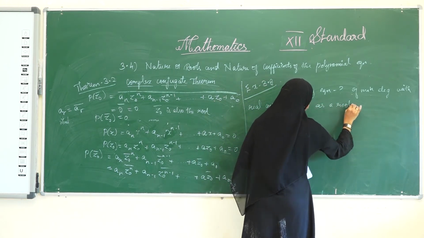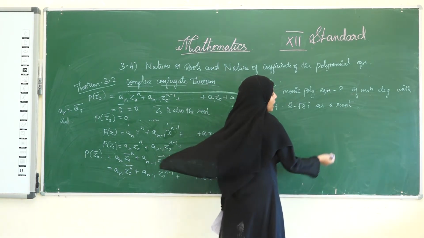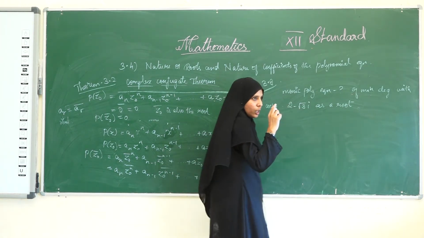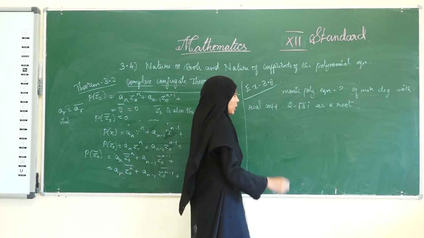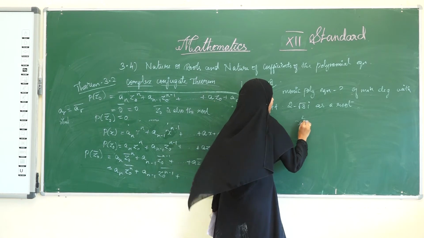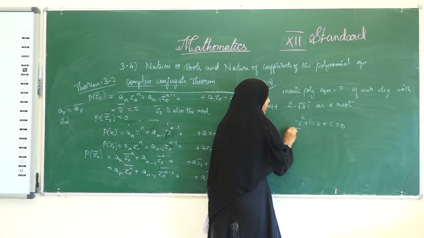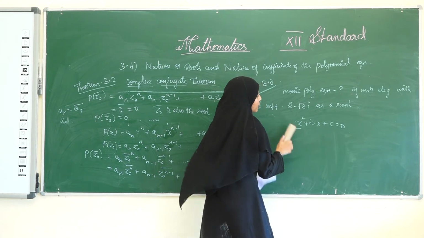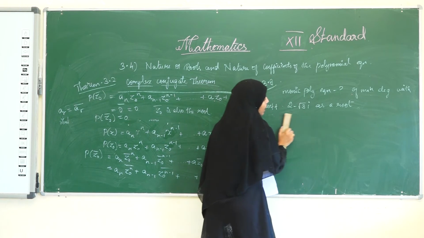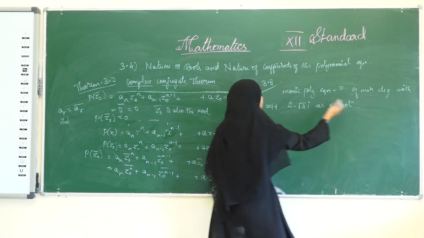So what are we going to find? We are going to find the monic polynomial. What is a monic polynomial? That is where the coefficient of the highest degree variable is 1. Like this, x square plus bx plus c equal to 0. See here the coefficient of x square is 1. Therefore, this is called a monic polynomial. We have to find this type of polynomial equation with minimum degree with real coefficients.